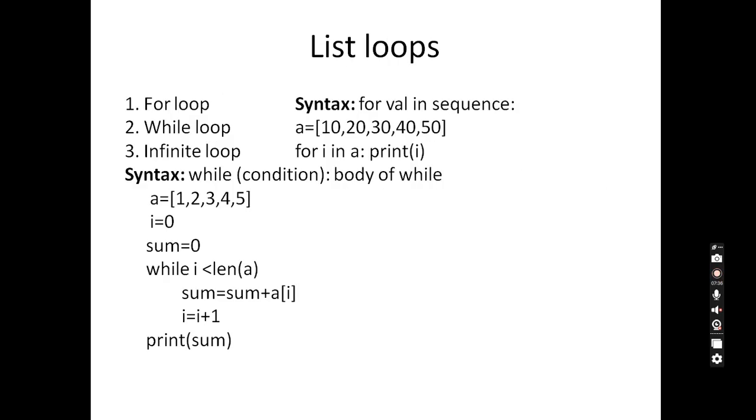So next will be list loops. We have three types of loops: for loop, while loop, and infinite loop. The infinite loop will run infinitely without stopping here. The while loop is as usual.